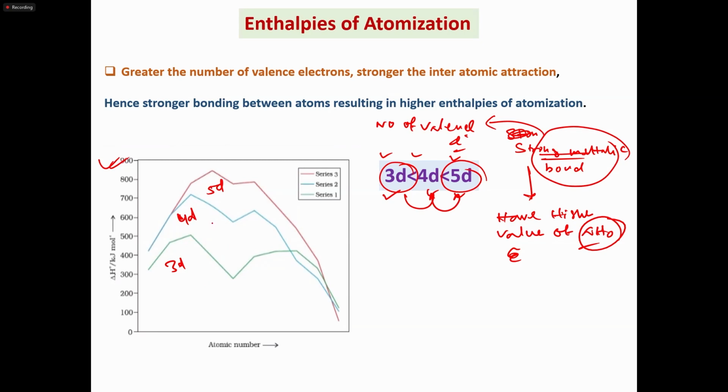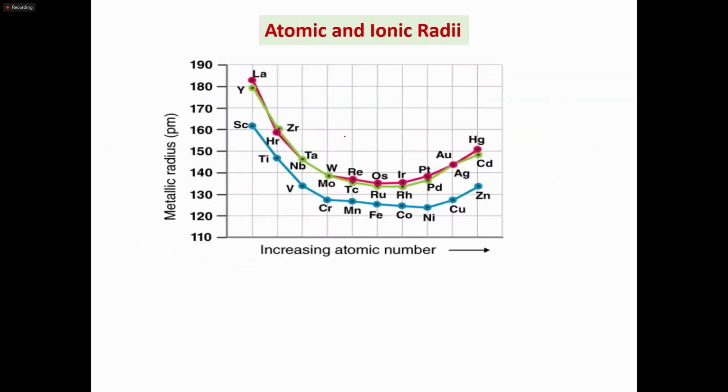All of this depends on the strong metallic bond, because the enthalpy of atomization means bond dissociation. So the greater the number of valence electrons, the stronger the interatomic attraction. That means a stronger metallic bond. So there is stronger bonding between the atoms, resulting in higher enthalpies of atomization. This is the simple thing. All the points are related to each other. So we can relate these enthalpies of atomization with the 3d series, 4d series and 5d series. These are very interesting physical properties.